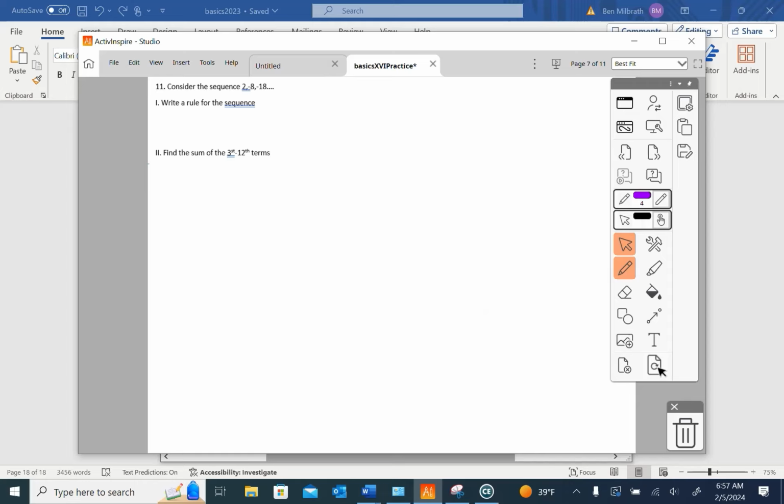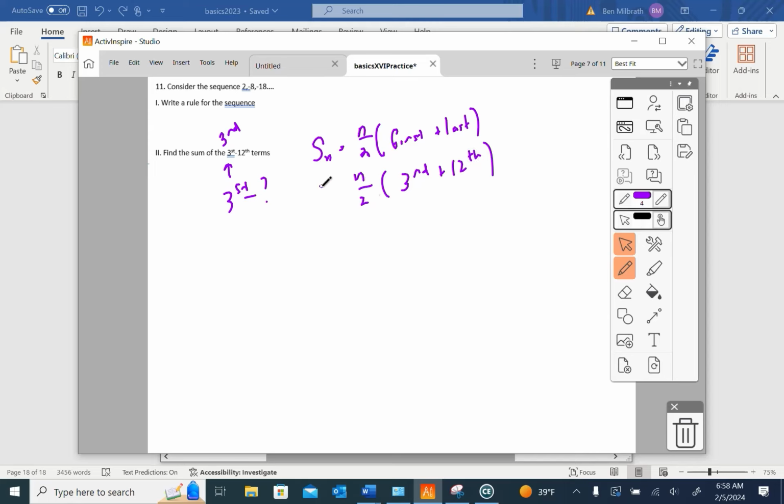Find the sum of the third, whatever the third is. You see that? The third. Typo there, I should say third. But the third through the 12th term. All right, so I happen to know another little formula because I memorized it. The sum of n terms is n over 2 times the first plus the last. And the first term is actually the third term. So third plus the 12th for this example.